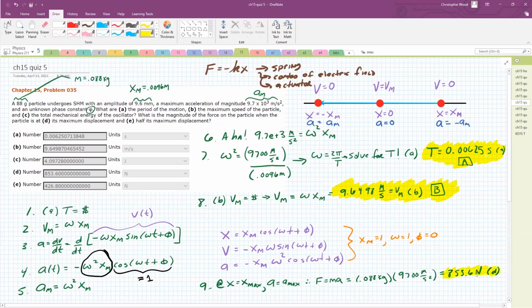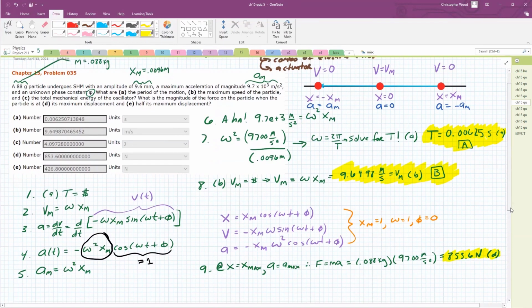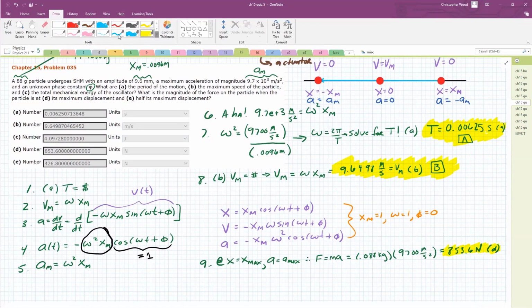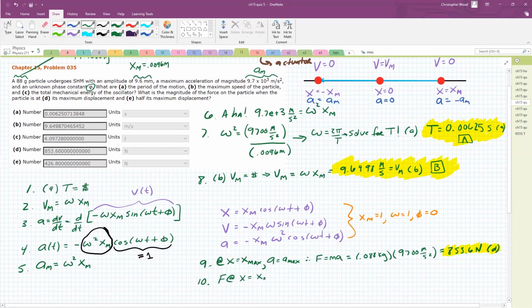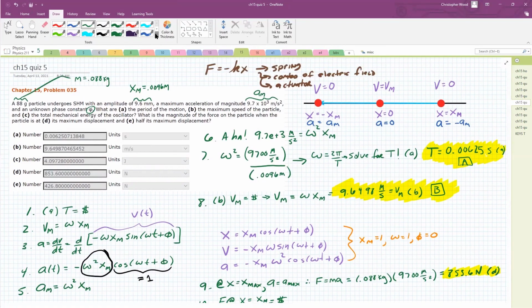The last part of this question says, what about at half its displacement? So number 10, F at x equals xm over 2. This is the dollar sign. When this red particle is right here at the halfway point, halfway to its maximum value. So this is what I'm referring to as xm over 2.